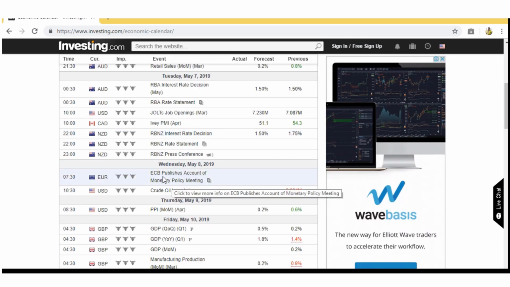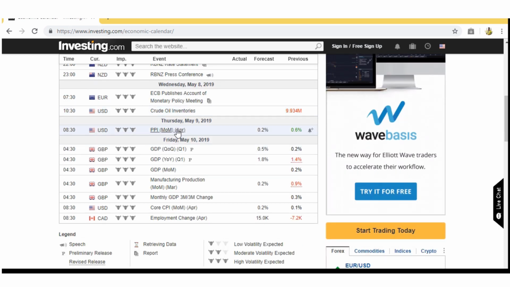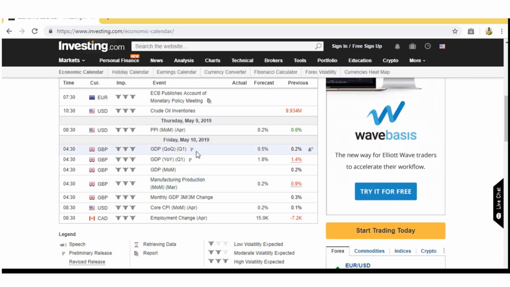On Wednesday, the ECB goes into action. Crude oil is a normal news. We have it every Wednesday. On Thursday, there is PPI for the USD. And Friday is the day for the British pound. So that's it for this week.